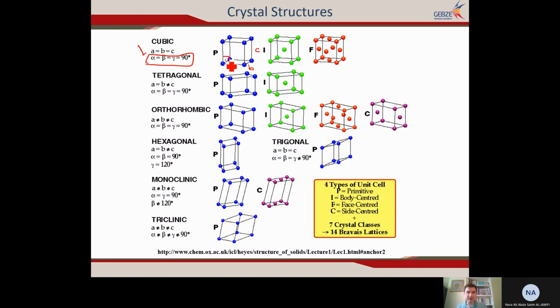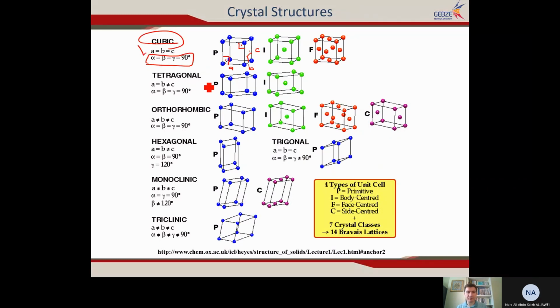So here we have one angle, here we have another angle, here we have another angle. So all angles within this unit cell are equal to 90 degrees. This is the cubic structure and very common in nature. So many materials have this cubic crystal structure.